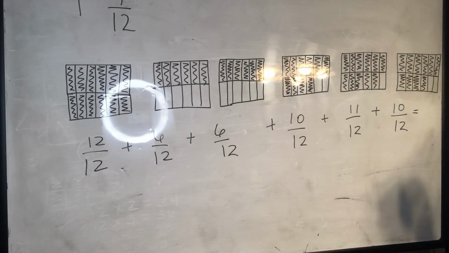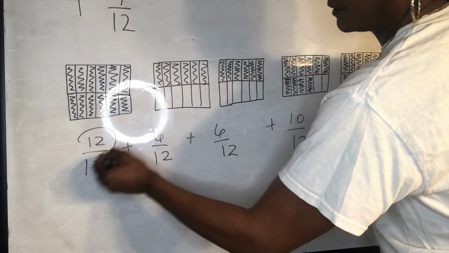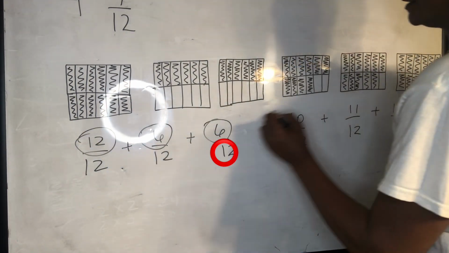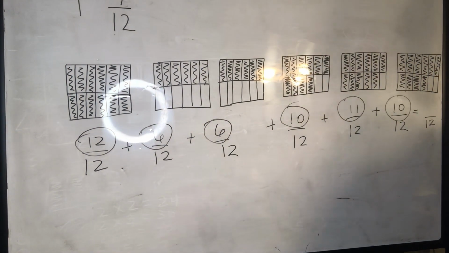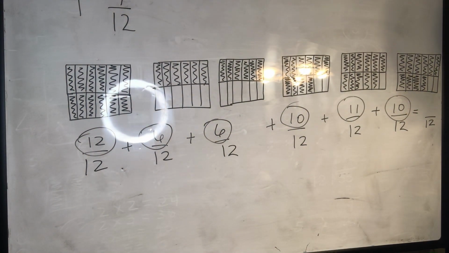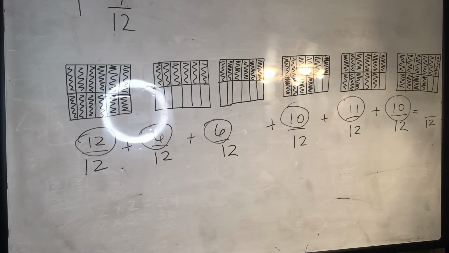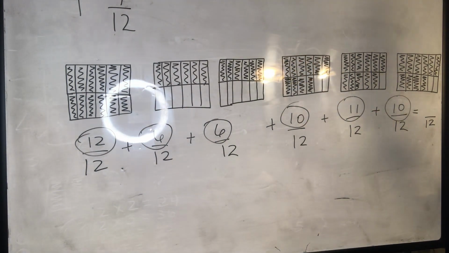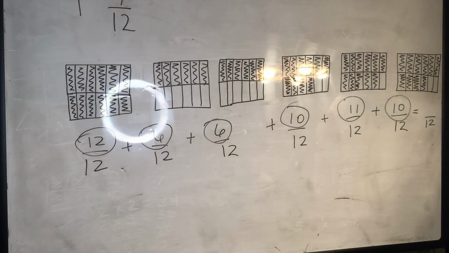So we're going to do the same thing. We're going to set our denominators and we are going to circle our numerators. And we're going to get to adding. So we add 12, we're going to count up 6. 13, 14, 15, 16, 17, 18. All right, we're at 18, we're going to count up another 6. 19, 20, 21, 22, 23, 24.